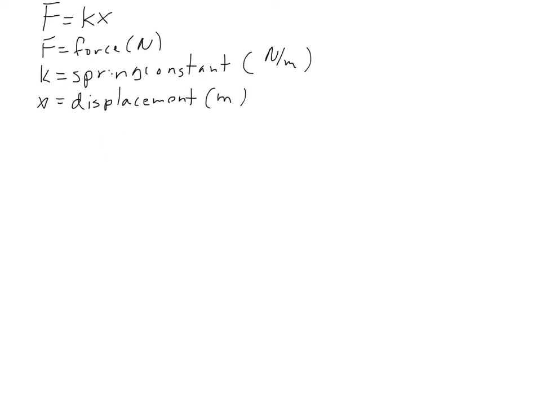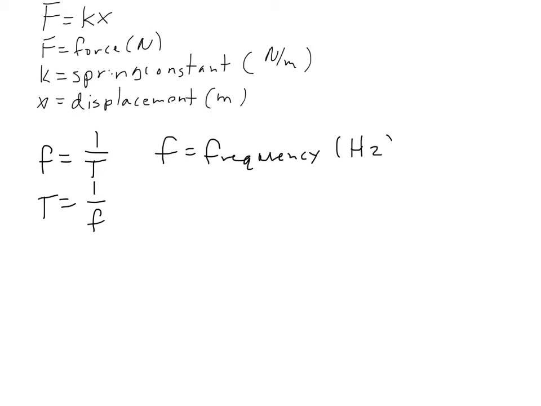A lot of times you'll see that with negative kx because it's a force to pull it back to the equilibrium point. I think it's easier when you're doing math problems to just keep it as positive. We're also going to have lowercase f equals 1 over T, and T equals 1 over lowercase f. Lowercase f is going to be frequency. That's going to be measured in hertz, which is the same thing as cycles per second. And then capital T is period, and that's how long it takes to complete one cycle. And that's going to be measured in seconds.